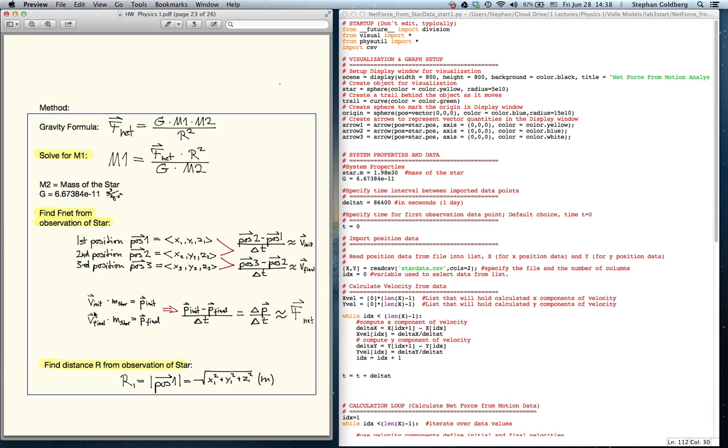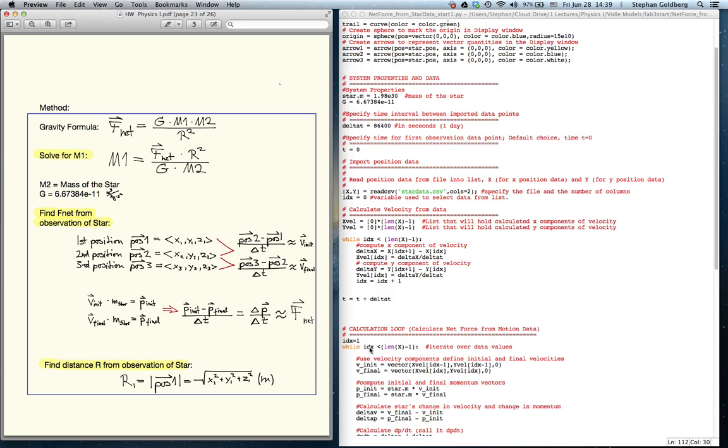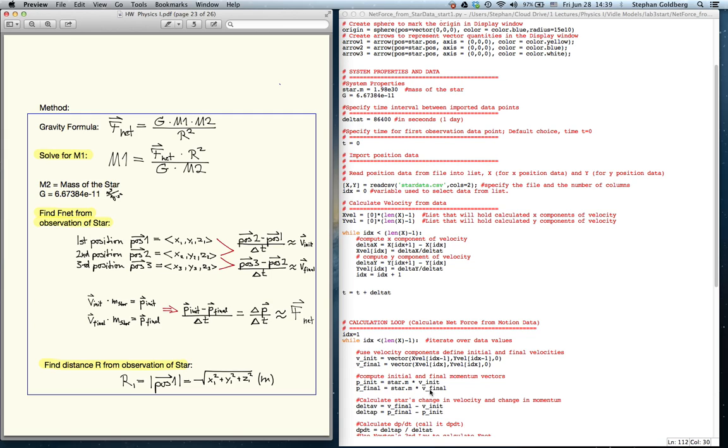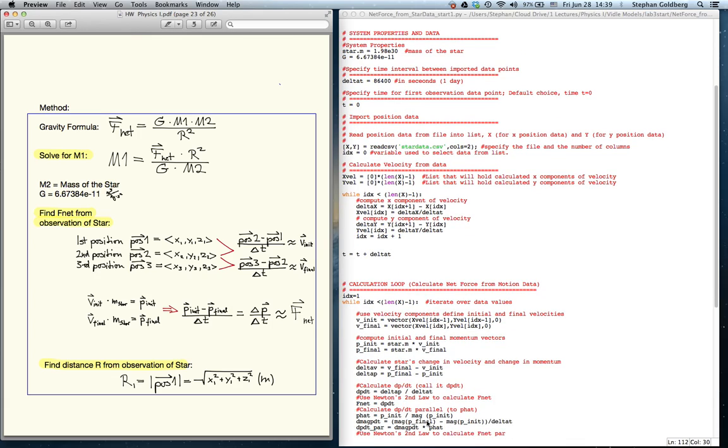If we then multiply the velocities with the mass of the star, we get momentum. And in the Python code, we did this right here. Subtracting the initial momentum from the final momentum and dividing by delta t again, we get a change in momentum over change in time, and this is the net force acting on our star. And in the Python code you can see that here, delta p, and here Fnet is this dp dt, delta p divided by delta t.